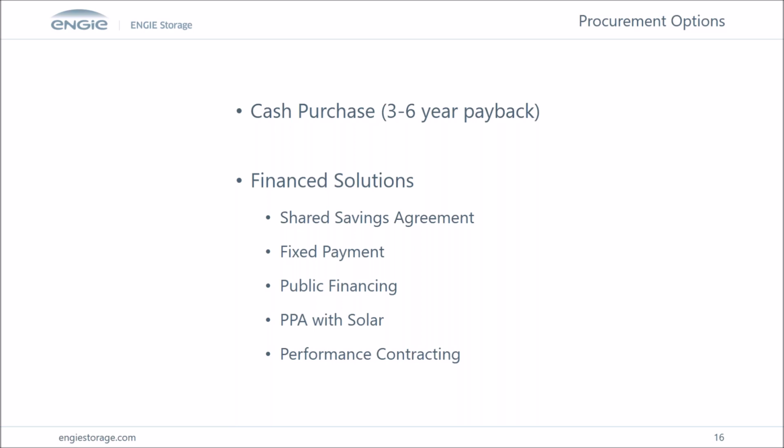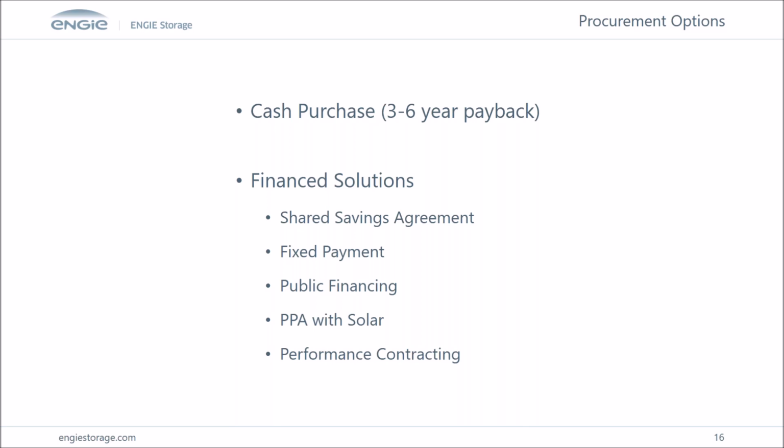The nice thing about that, and the pros and cons, is the capital requirements and risk on a shared savings are higher, and so there tends to be a lower benefit to the client. Where in the fixed payment, because it's a fixed revenue stream and the investor is not taking that risk, they tend to be able to offer a more compelling and beneficial savings to clients who take that approach. We've also seen a lot of public financing, whether it's through Prop 39 funding or bonds or local programs that allow public entities to use that because they tend to be at lower capital rates.